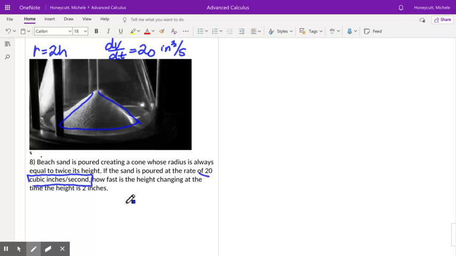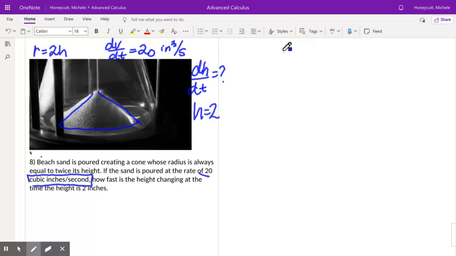How fast is the height changing at the time? So how fast is height changing? So what is dH/dt? That's what I need to figure out, at the moment when the height is 2 inches. The height of this cone is going to change because the cone does get larger and larger. It does say the radius is going to stay a constant 2 times the height.